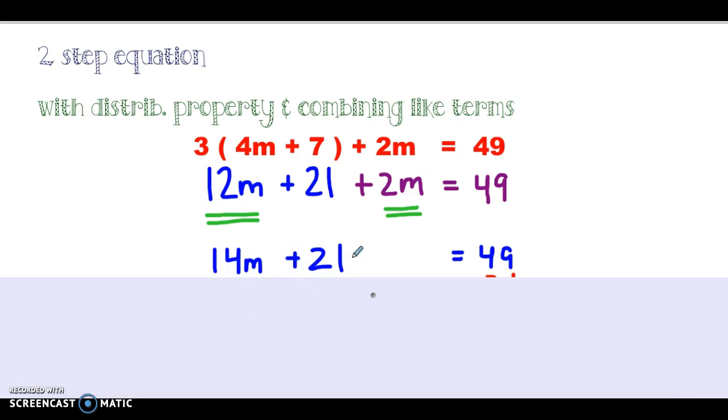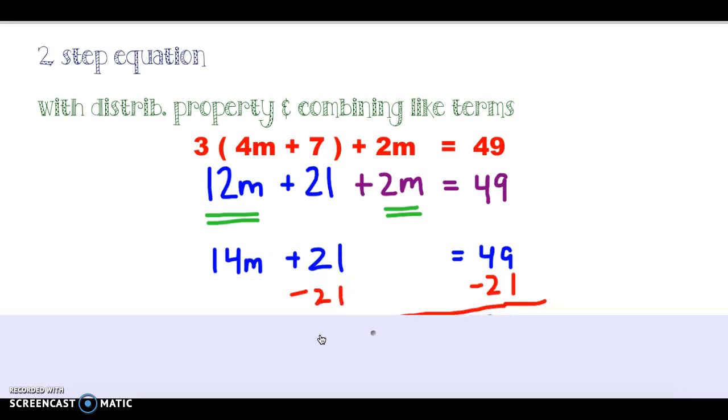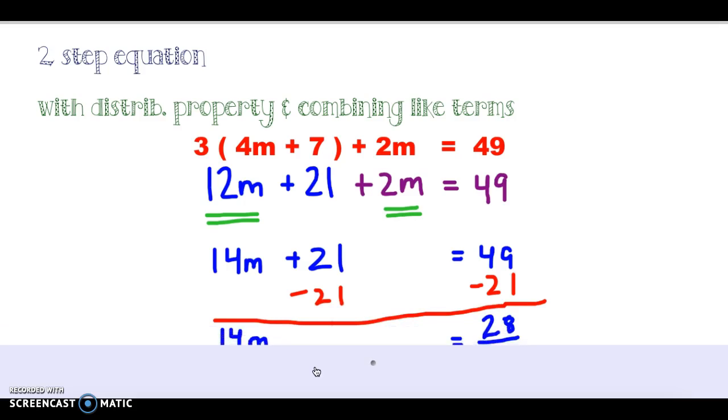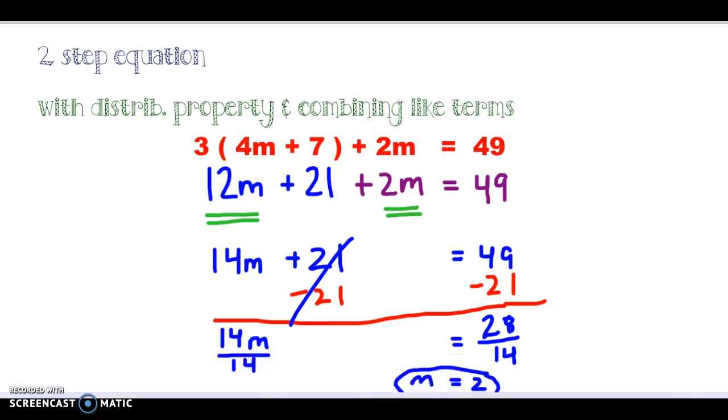To get rid of plus 21, I want to subtract 21 from both sides, so I'll do minus 21, minus 21, and then I'll bring everything down, so I have 14m, remember this goes to 0, equals, and then 49 minus 21 is 28, so I have 14m equals 28. To solve for m, I want to get rid of the 14. 14 is multiplied by m. The opposite of multiplying by 14 is dividing by 14. So I'll divide both sides by 14, and I find that m equals 2.